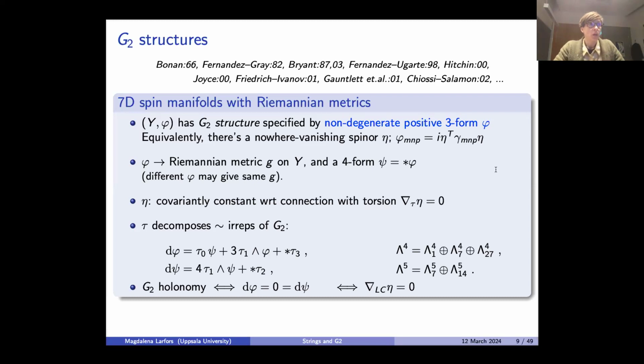Also, it's well known that once we have defined this positive three-form that determines the G2 structure, then this will determine for us a Riemannian metric on the manifold, and also a nowhere vanishing four-form, which is the Hodge dual of this three-form. It's not a one-to-one map between the three-form and the metric, but I will be a bit cavalier with that and basically treat them on the same level. So basically, phi will for me define the metric on the manifold.